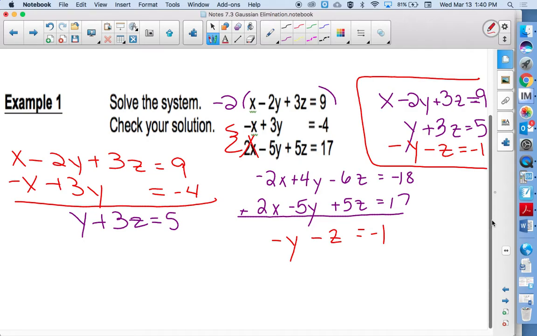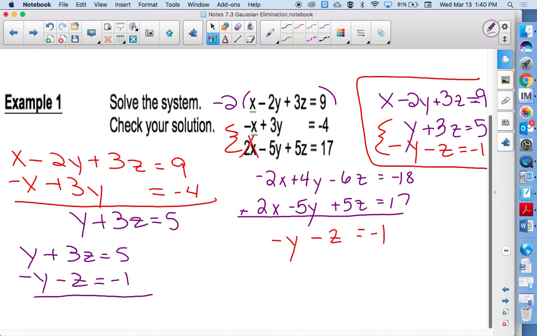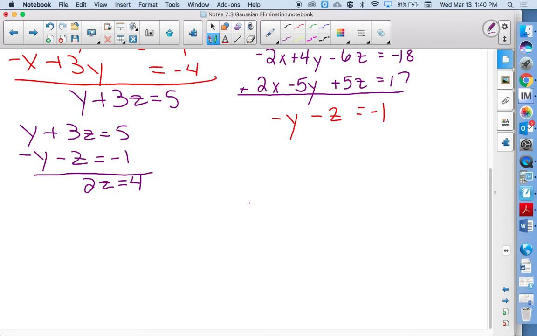Yeah. So if we take the new equations that we created and we eliminate y just by adding those two equations together, then you should have z by itself. So we've got y plus 3z is equal to 5. That's a negative y minus z equals negative 1. So adding them together, y eliminates, 2z is equal to 4. So z equals 2. And that's going to be your goal, to get one variable by itself in the end.